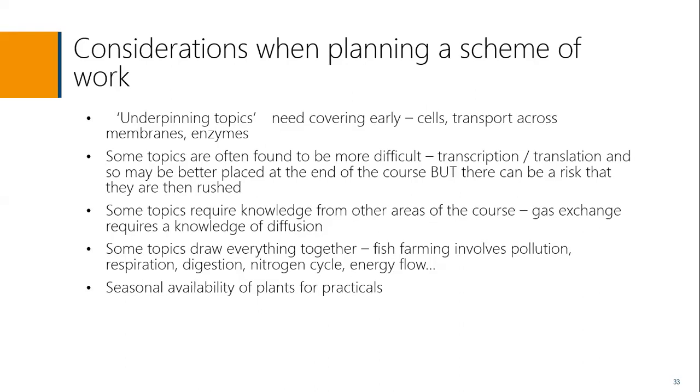And then there's an example of fish farming, which is in topic 5, bringing a lot of things together, such as pollution, respiration, digestion, nitrogen cycle, etc. And then you've got the seasonal availability of plants, not only for the ecology, but for practicals on photosynthesis and things. You need them to be available.